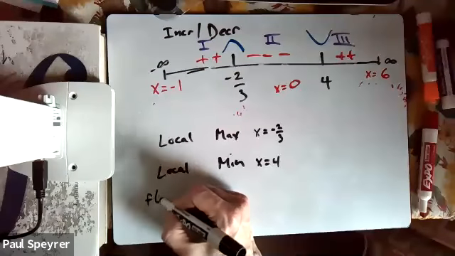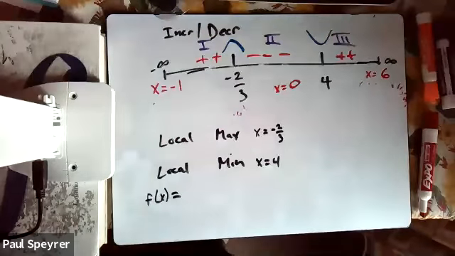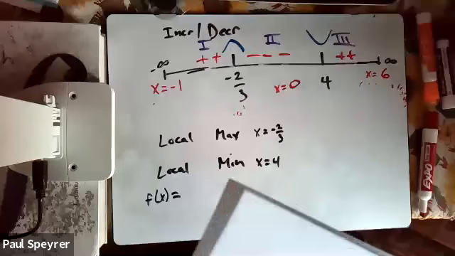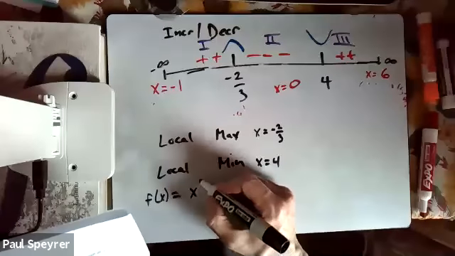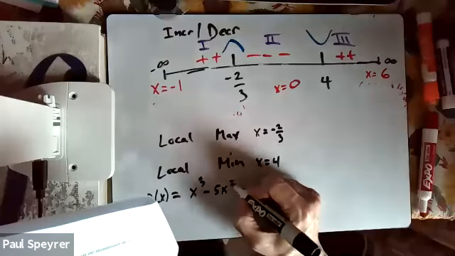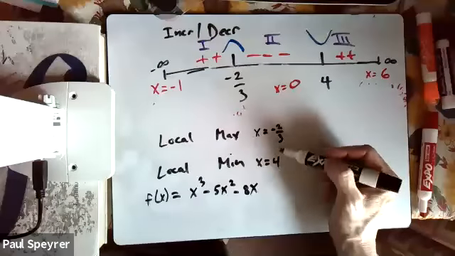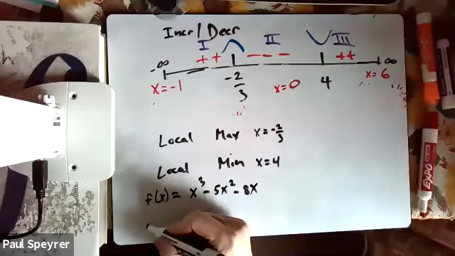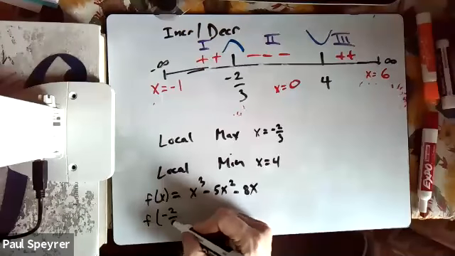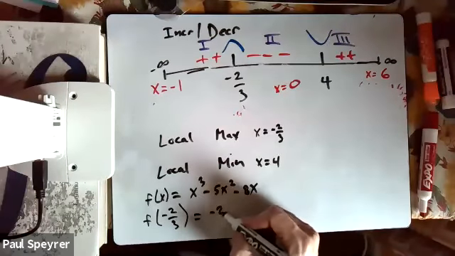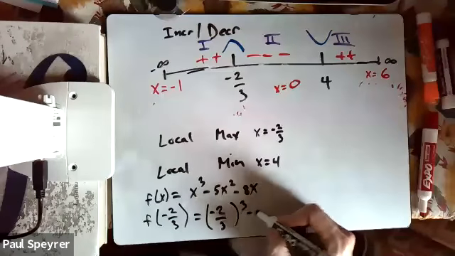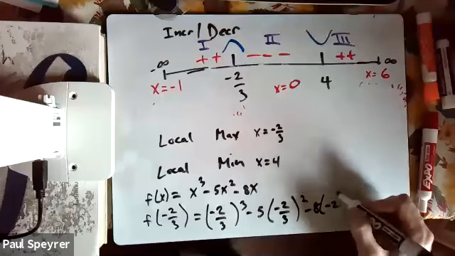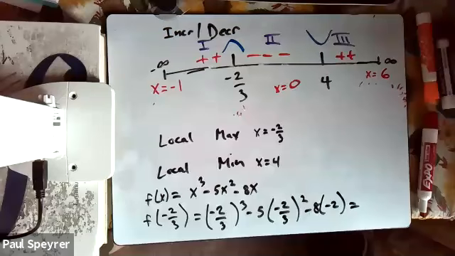So remember, we started with f of x equals what? So we need to plug both of these x values back into the original equation to get out the y value where these local extrema occur at. So you can just throw that into your calculator.